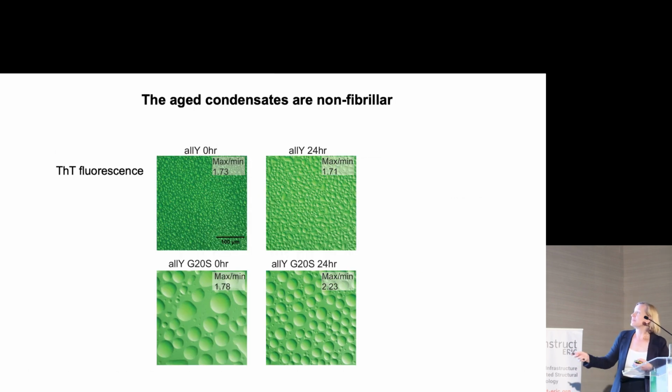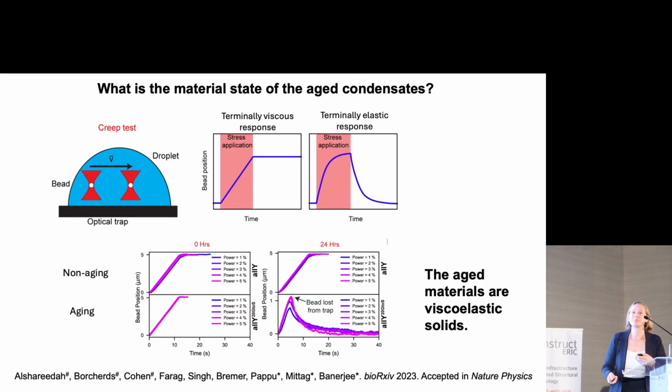This does not entail changes in thioflavin T fluorescence, so there are not fibrils being formed here. And we wanted to know what the final material state is, because this is very hard to determine. If you do FRAP, you see decreased recovery and so on, but you don't know whether it's still a viscoelastic fluid, which has been proposed in the literature, or whether it is really turning into a solid. And so Priya devised this creep test.